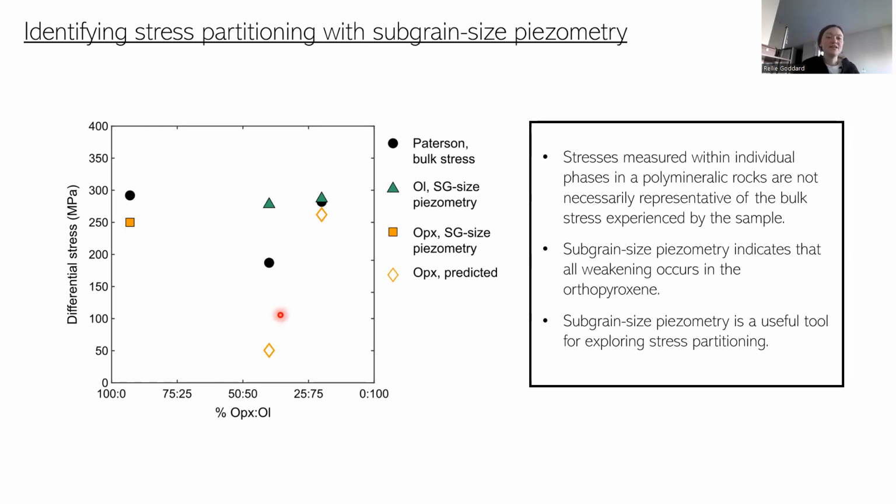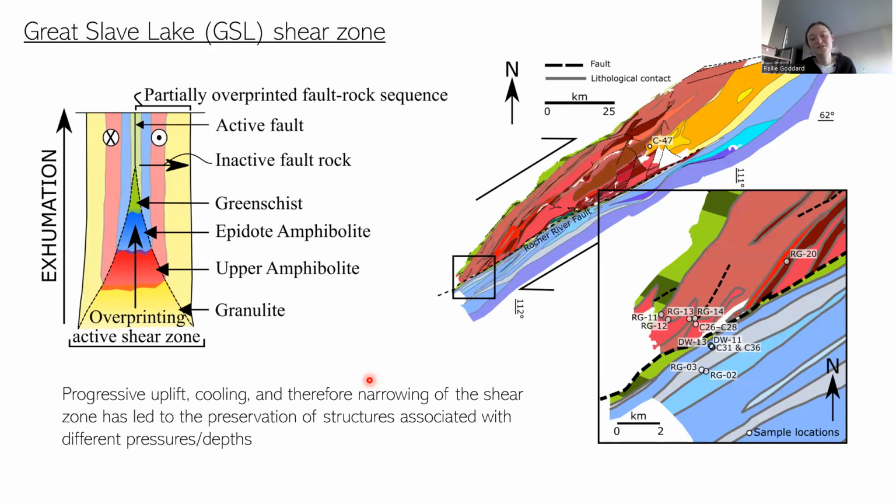This doesn't necessarily give you a hard and fast rule of how to apply subgrain-size piezometry to polymineralic rocks when you want to know the bulk stress, but it does give you an example of how powerful subgrain-size piezometry can be in stress partitioning. And now, saying that I don't have a hard and fast rule to apply subgrain-size piezometry to rocks that are made up of multiple minerals, I'm now going to go on and just use subgrain-size piezometry on rocks that are made up of multiple minerals.